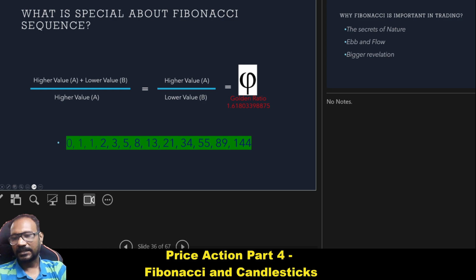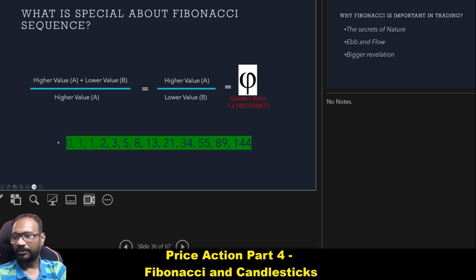But as you ascend through the series, like 1 plus 1 is 2, and then 2 plus 1 is 3. As you ascend from here onwards, you see something interesting. If you add 3 plus 2 divided by 3, what you get is 1.618. This is called the golden ratio, and this ratio is consistent all across the series.